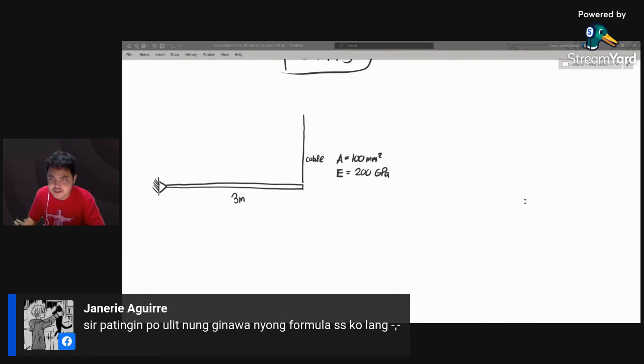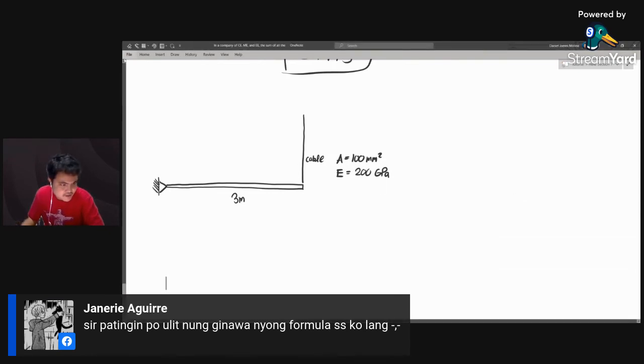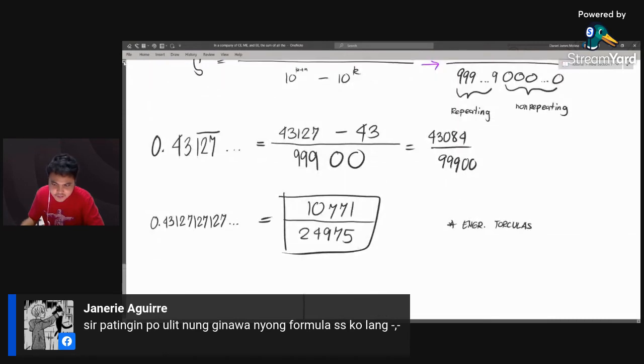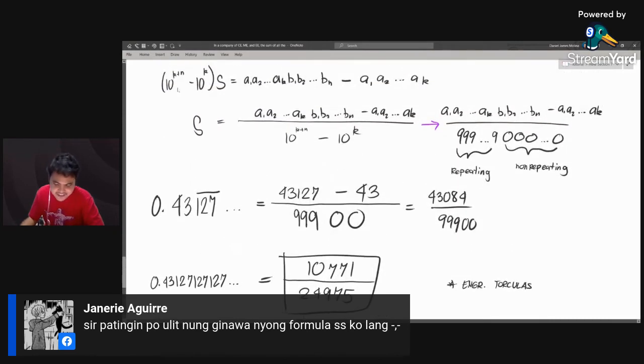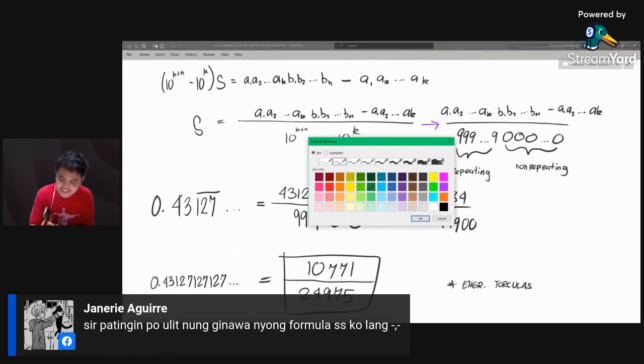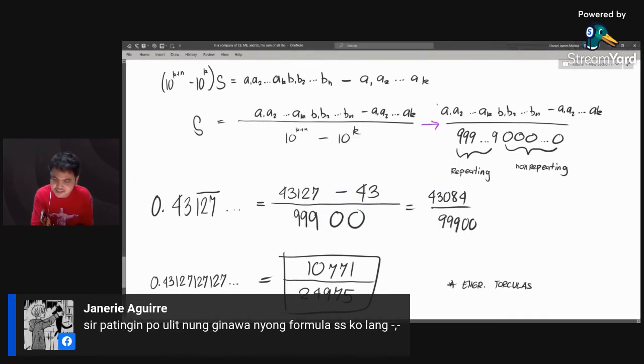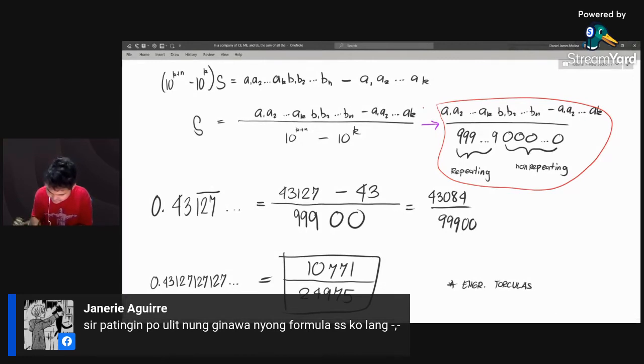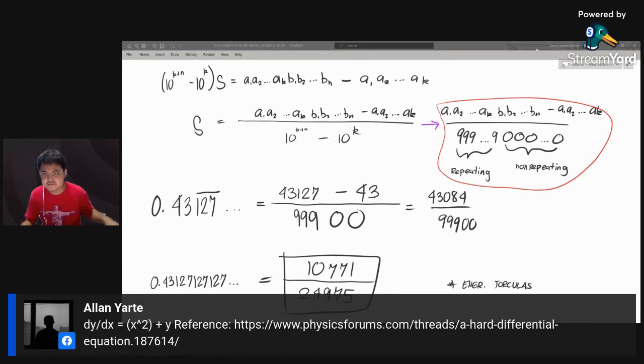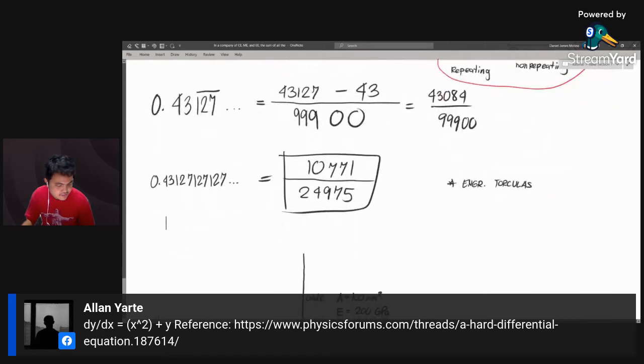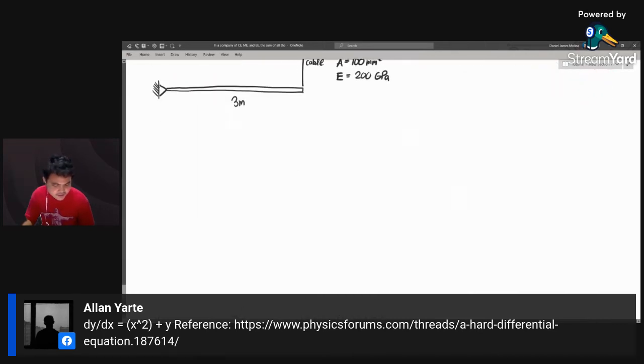Ay, patingin ng ginawang formula. Okay, wait lang. Sige, sure. Hindi ko ginawa 'to, nahanap ko lang siya. Hindi ko siya ginawa 'no, nahanap ko lang. I think ito 'yun 'no. Oops, baka nasama siya sa SS. Yan. Hindi ko siya ginawa, guys. Sige. May biglang nagtanong. Okay, mamaya na 'tong statically indeterminate.